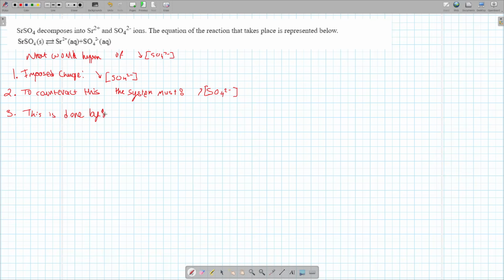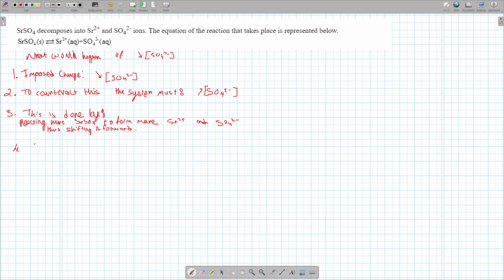Then step 3, this is done by, and you write, now I want to increase SO4 2-, so we're going to shift it forward, right? So we say done by reacting more SrSO4 to form more Sr2+ and SO4 2-, thus shifting it forward.